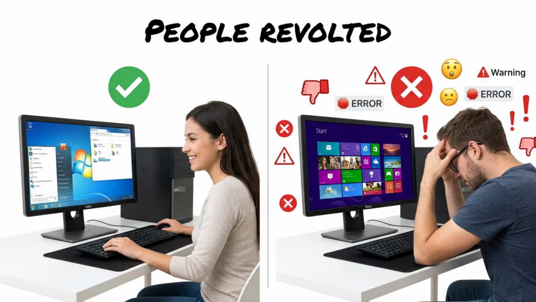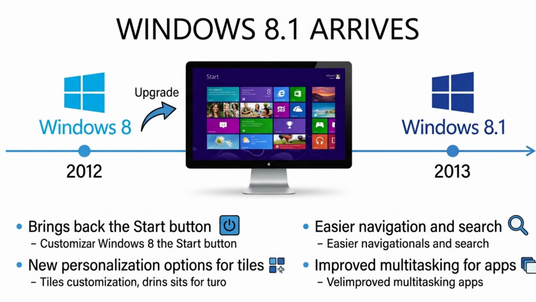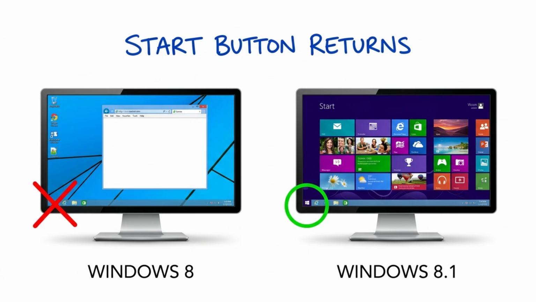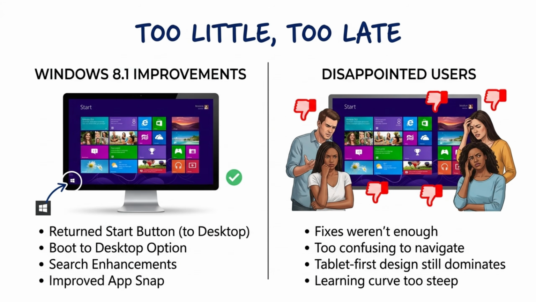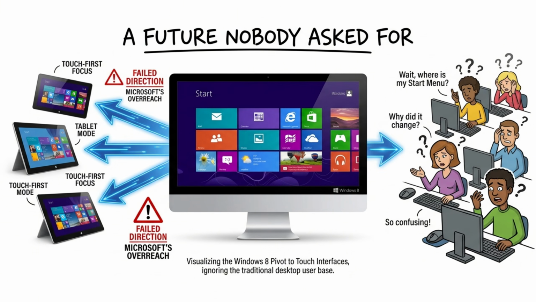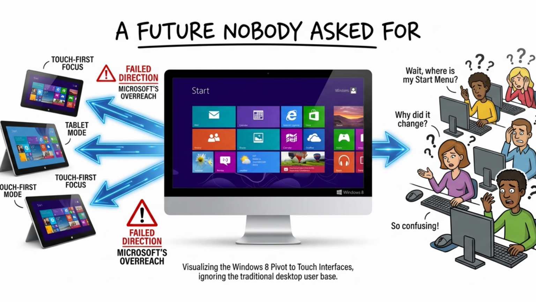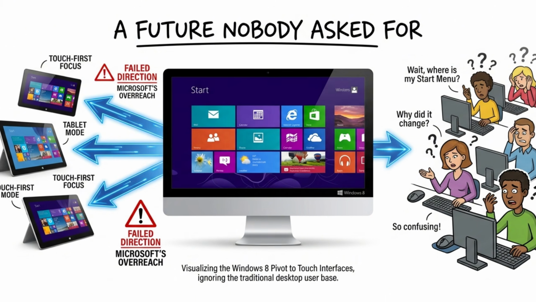People revolted. So Microsoft scrambled and released Windows 8.1 a year later, which brought back a Start button, but still a tile screen. Too little, too late. Windows 8 is remembered as the version where Microsoft tried to force a future nobody asked for.